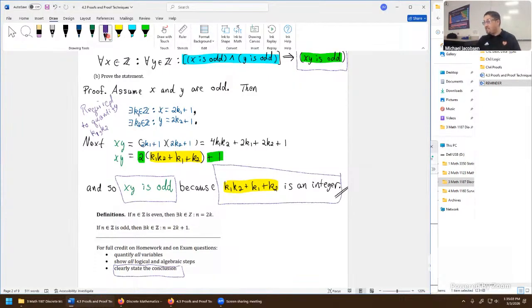It's odd because k happened to be in Z in the first place. So those two pieces are really part of the overall conclusion. We found the integer, therefore xy is odd itself. So we'll go through these different elements on every one of these proofs that we go through, just to make sure we're hitting all these things.